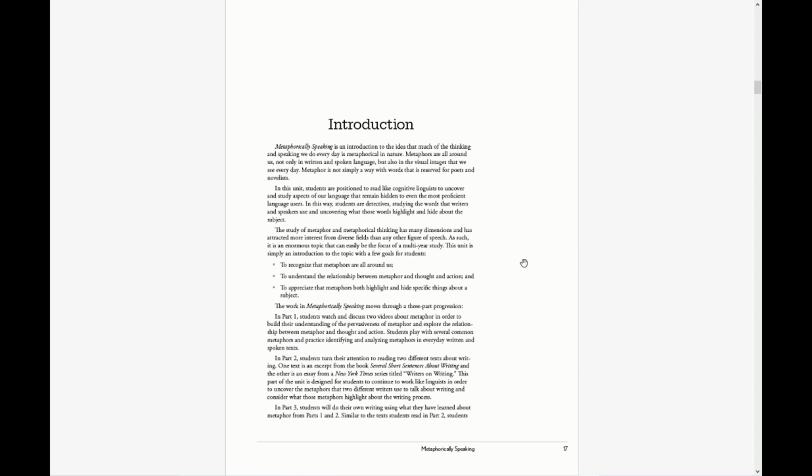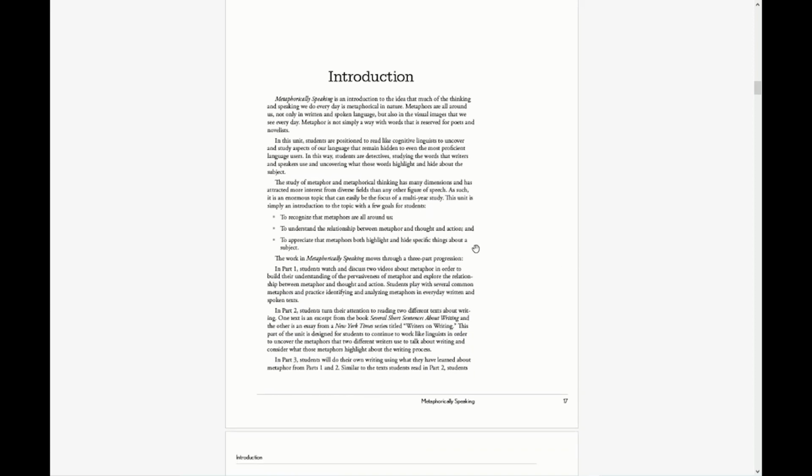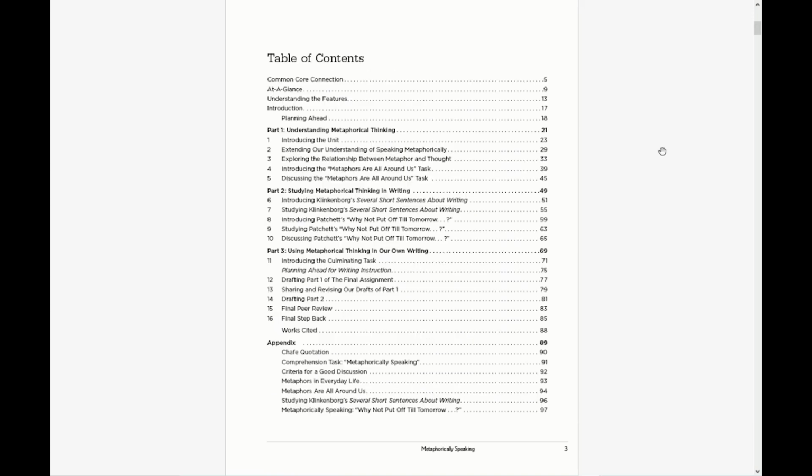When you look at the introduction to the unit, you'll see a quick overview, and you'll see that we have a few goals here. We want students to recognize that metaphors are all around us, and they're not just things that show up in poetry or a certain kind of writing. They actually shape how we think and interact with the world around us, and they both highlight things about the subject and they can hide things about a subject. Metaphors are very powerful.